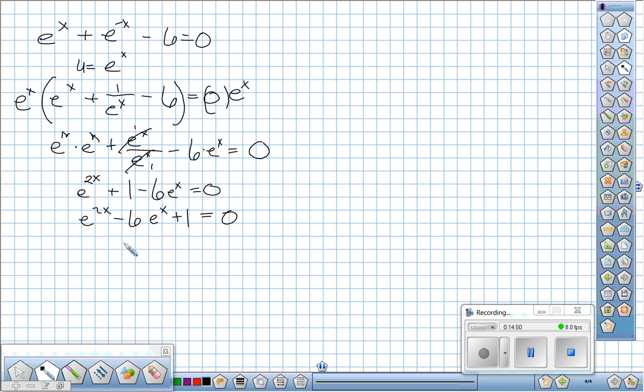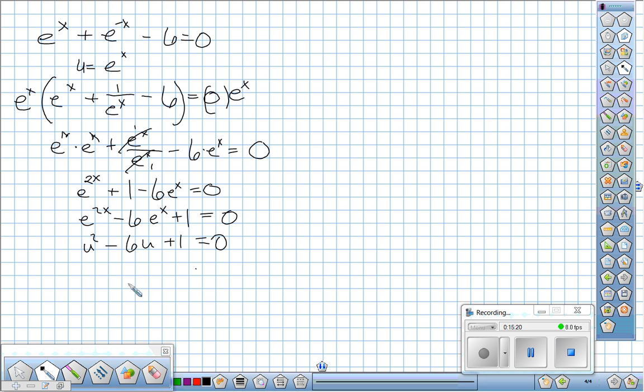Okay, the reason why we're going to do the u substitution is we're going to say how many e to the x's do we have right here. Since I have two of them, this will be u squared. This will be minus 6u plus 1. Okay, that's not going to factor at all. I cannot think of anything that multiplies to 1 that's going to add to negative 6 because it doesn't exist.